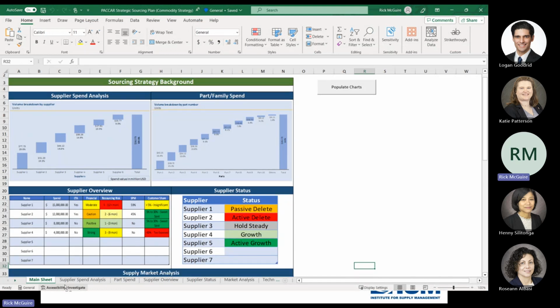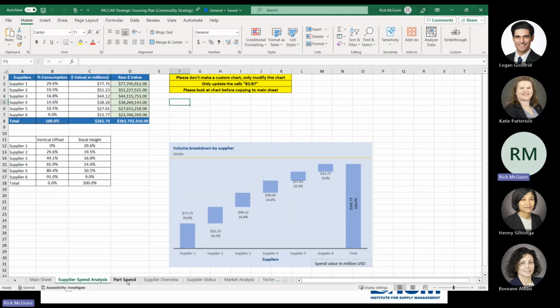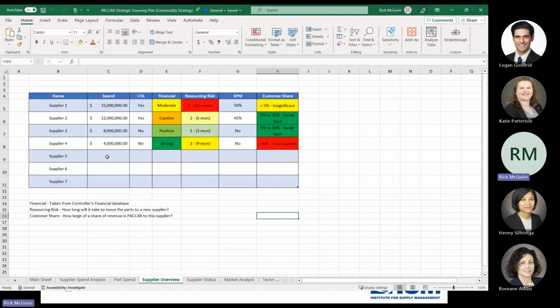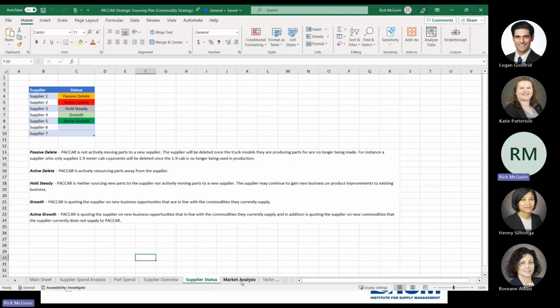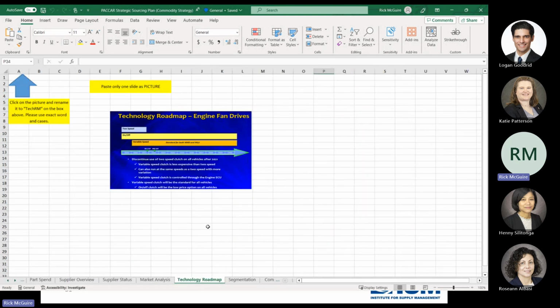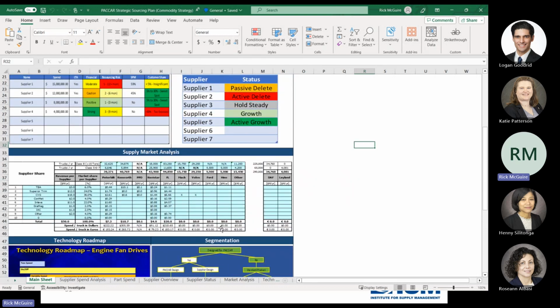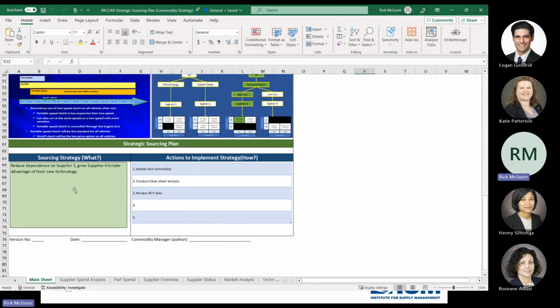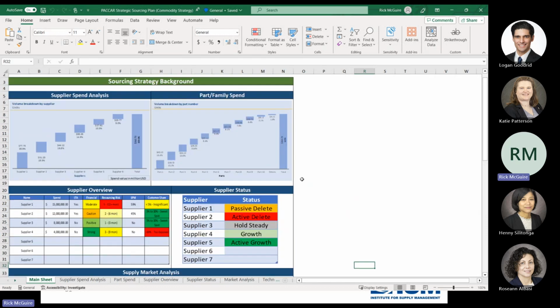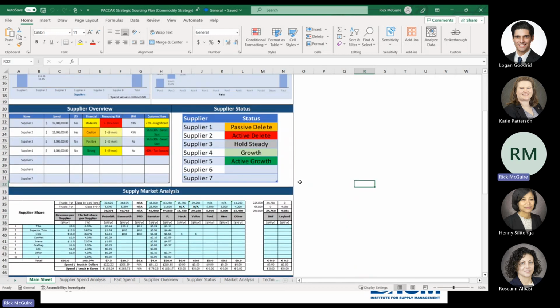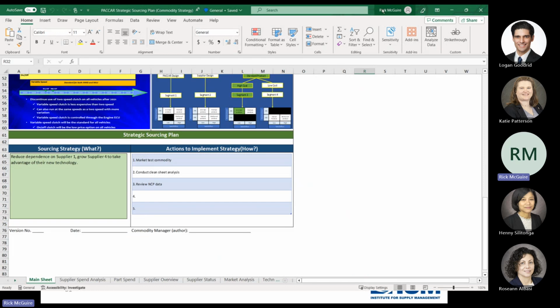This is in Excel and it's got a bunch of tabs. So you'd fill out the spend analysis here, and supplier overview and status, market analysis, technology roadmap. And then you hit this button and it automatically populates this front page. But this is really a sourcing strategy and how you're going to approach meeting your commodity strategy and then individually sourcing parts.